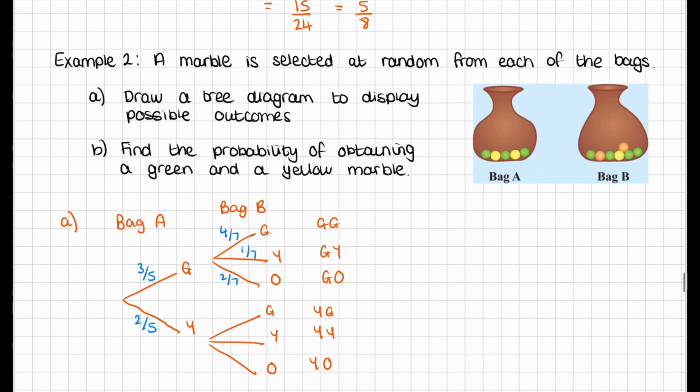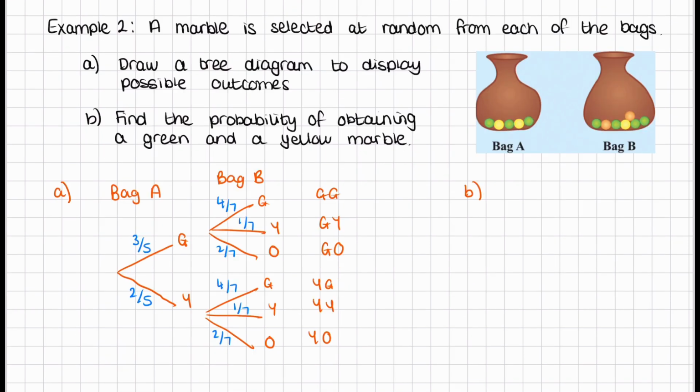And because each bag is separate, they're independent of each other, they don't affect each other, so the probabilities are not going to change if we picked a yellow out of bag A first. That's our tree diagram. Then part B, find the probability of obtaining a green marble and a yellow marble.